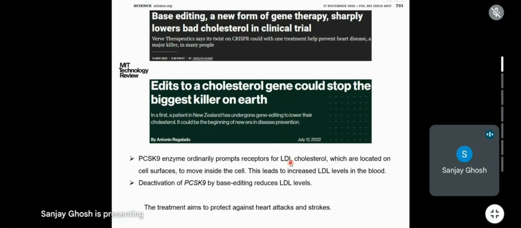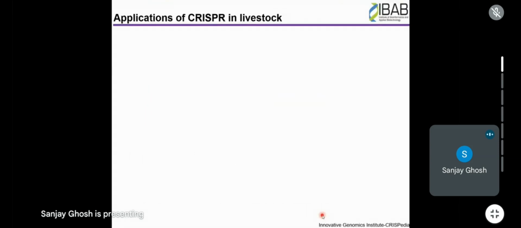And that has been done. A company has patented it. Now they are going for clinical trials. But the idea is to have low bad cholesterol in the blood, so that people will have less heart attacks and strokes.